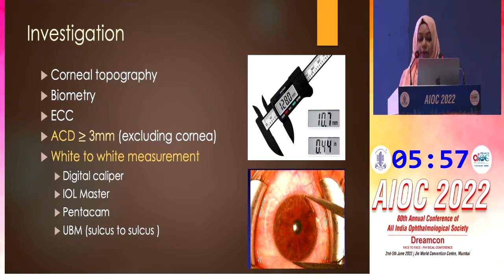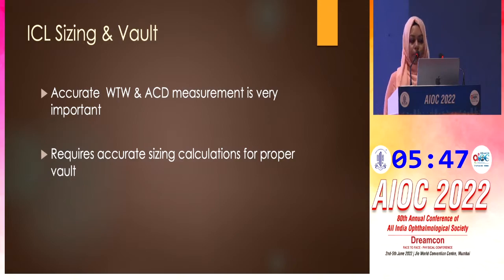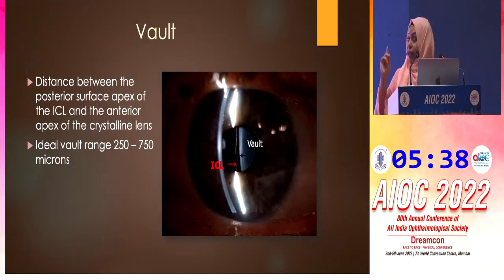And now we also have the UBM, although most centers don't have it, and this directly measures the sulcus to sulcus measurement. Now ACD and white to white, why is it so important? Because this will determine the size of the ICL and will determine the vaulting. So what is the vault? As we can see here, it is the distance between the ICL and the anterior capsule of the lens. This distance should be about 500 microns, and the range is from 250 to 750 microns.